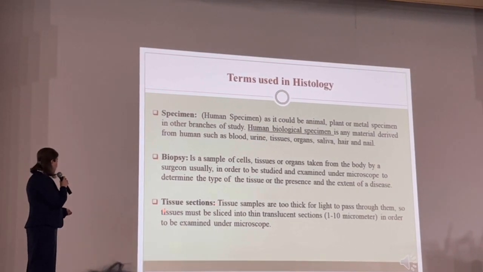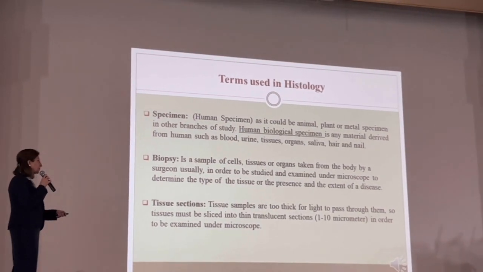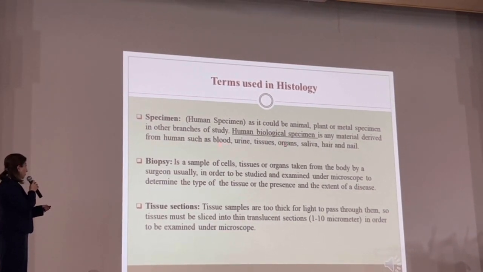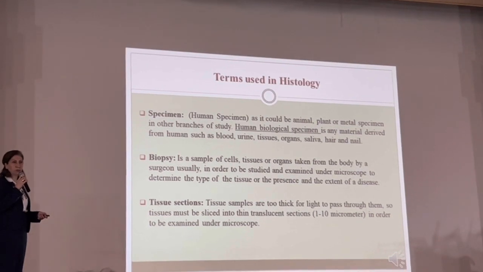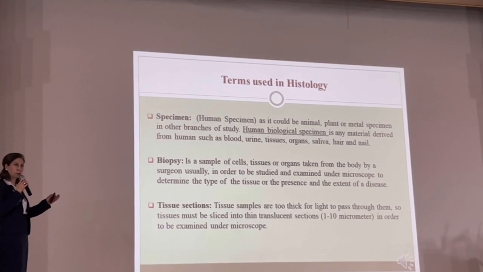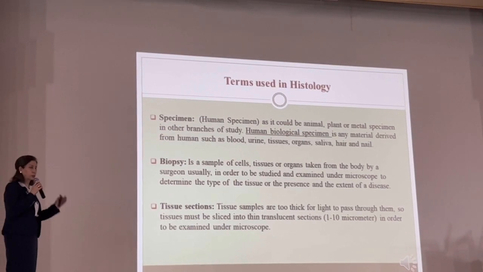Tissue sections are only used for tissues and organs, not the liquid type of tissues, like blood and urine. Tissue section, not like toilet tissue, okay?